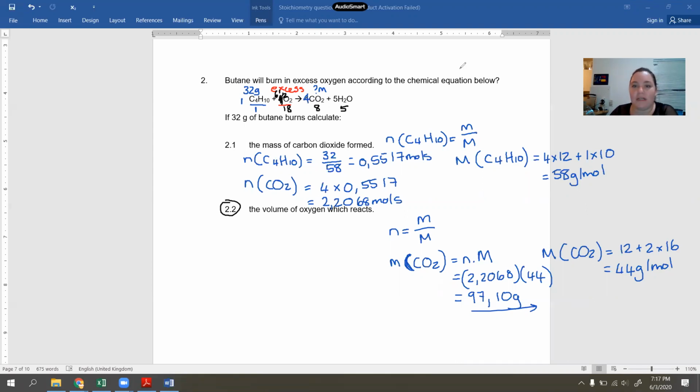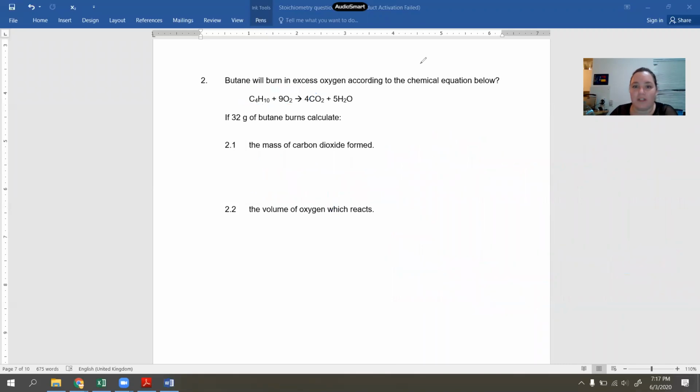All right, I'm quickly going to clear this because I just want to balance this equation properly and make sure that we've got it done correctly. So if I have C4H10 plus 9O2 goes to give us 4 CO2.